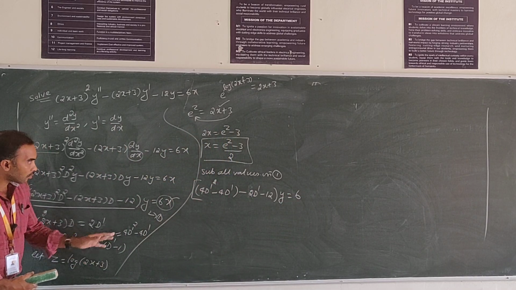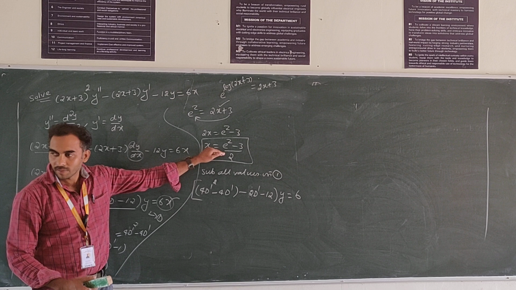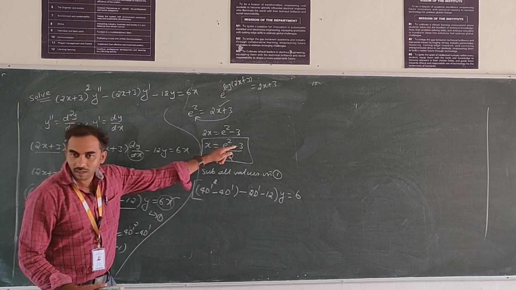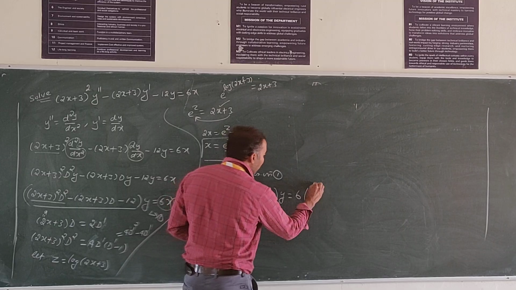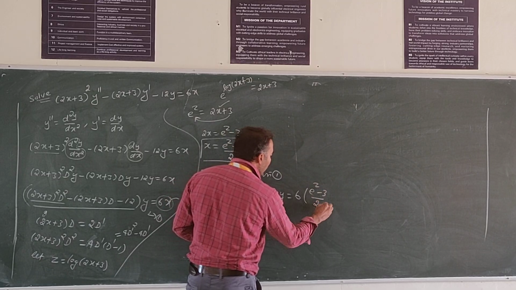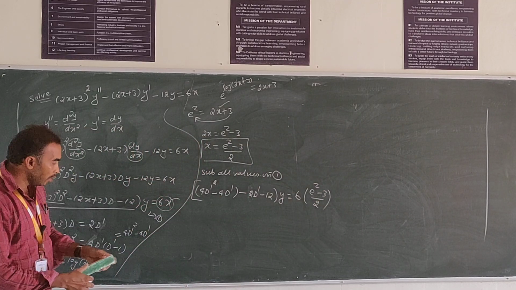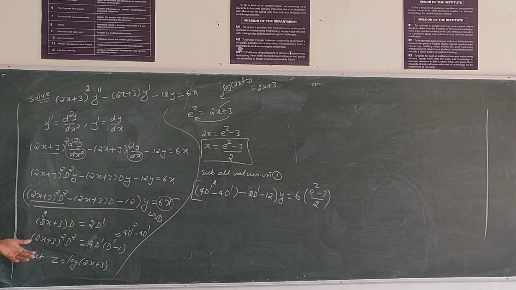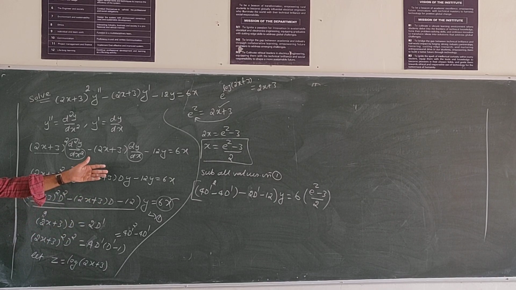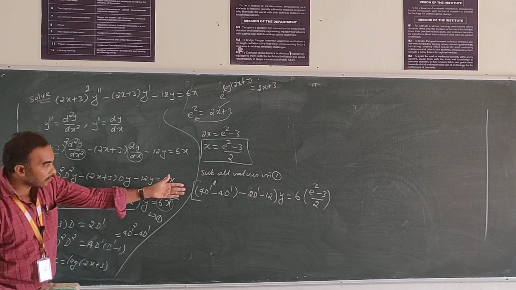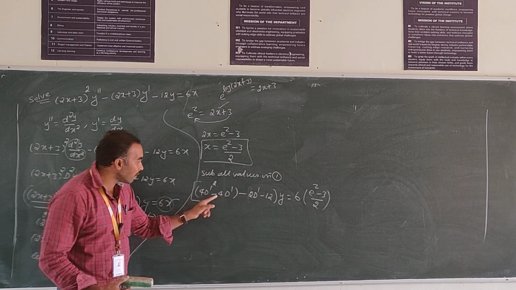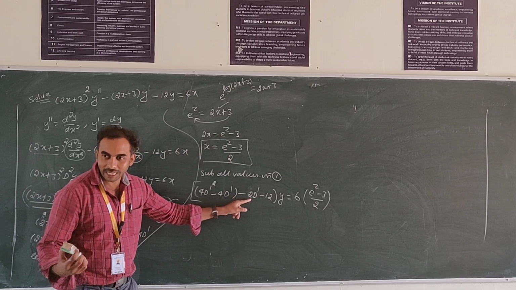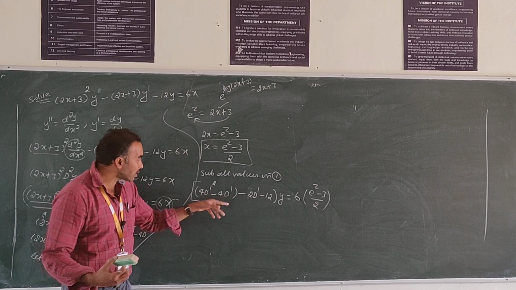What about x? What is the value of x? E power z minus 3 divided by 2. If you have any doubt, you can ask me. Okay. Just we substitute the value here. We converted that differential equation into the constant coefficient. Can you find any variable here? Variable means x term here. No. So the constant term is there.